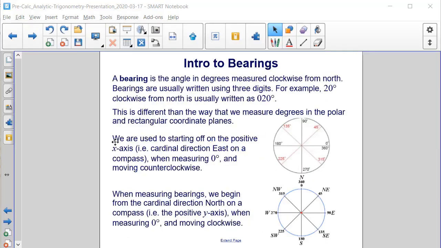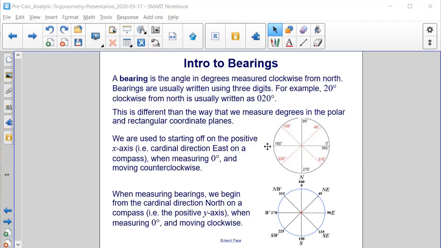A bearing is the angle in degrees measured clockwise from north. Bearings are usually written using 3 digits. For example, 20 degrees clockwise from north is usually written as 020 degrees.